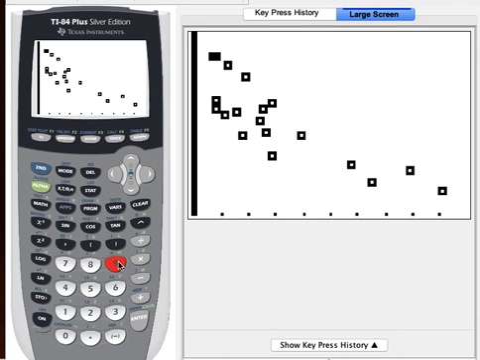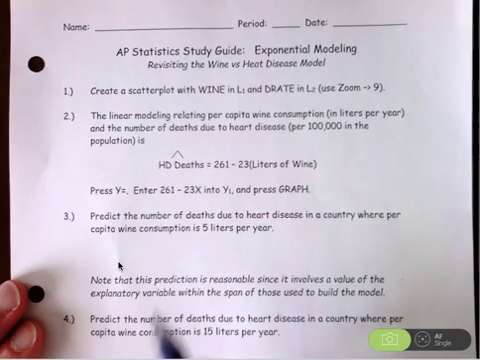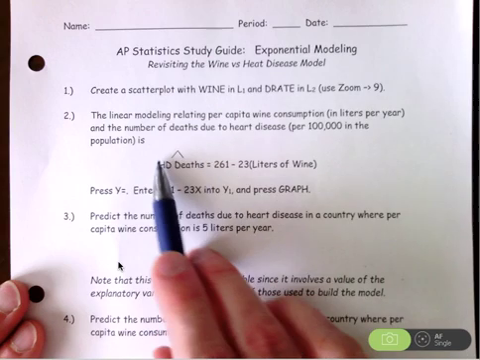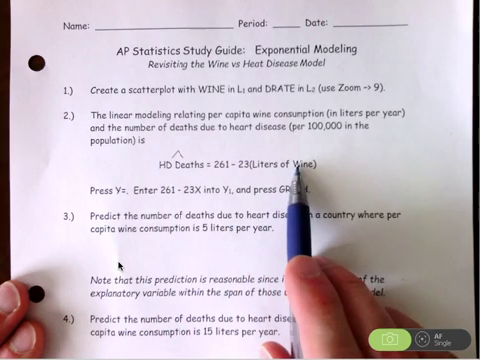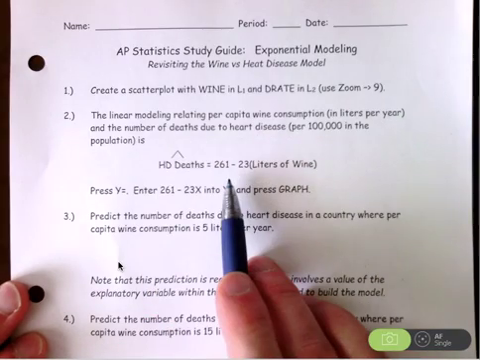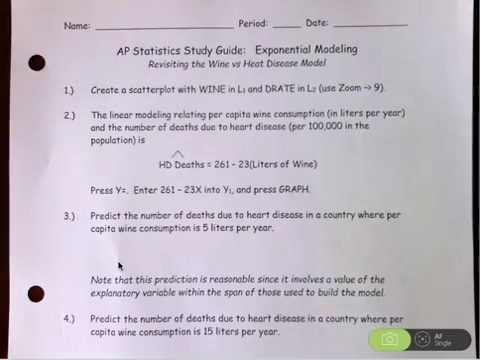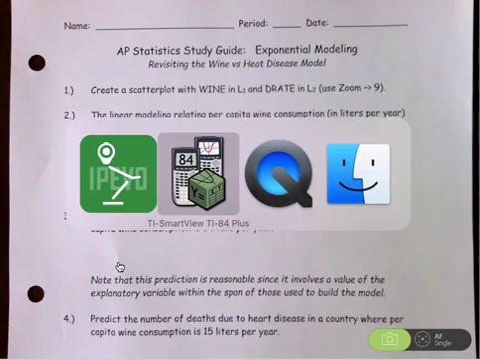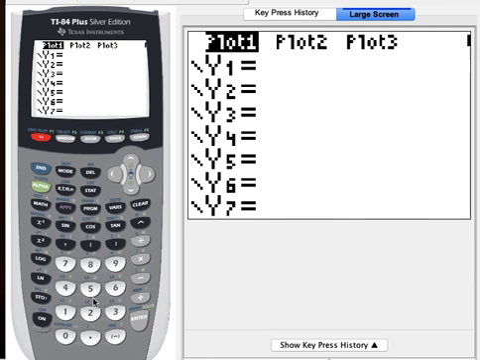So let's actually look at the best fit line. The best fit line is something that we have built before. Here is the predicted heart disease deaths equal to the intercept minus the slope times liters of wine. Again, this was the regression model that we've used in the past. So let's just put it into the y equals menu, and we can see the type of fit that we've got here. If I press y equals, I'm just going to type in 261 minus 23x.